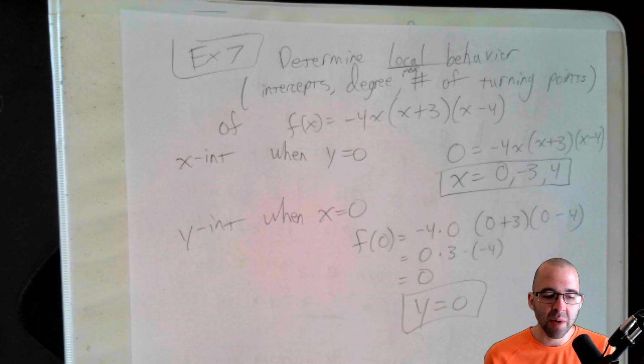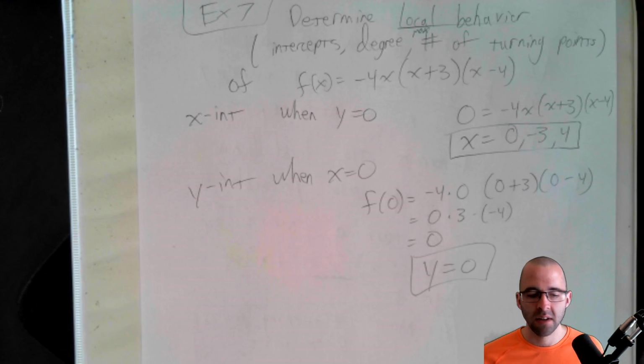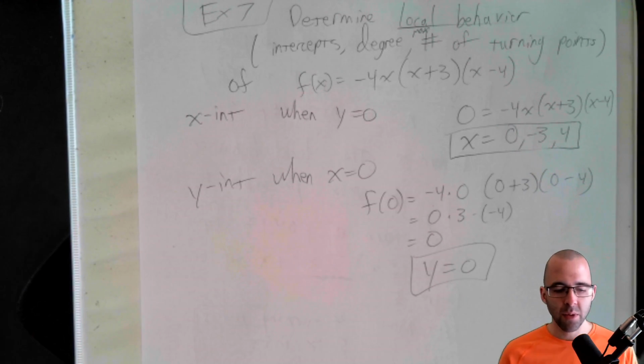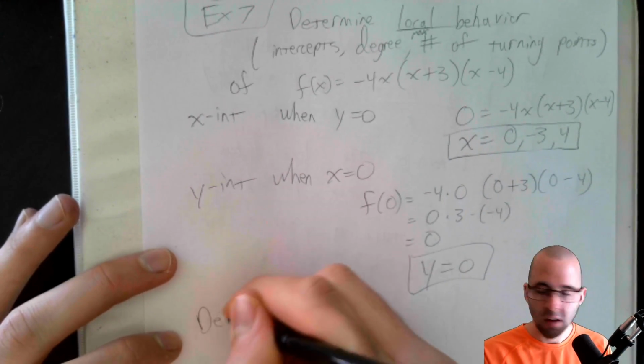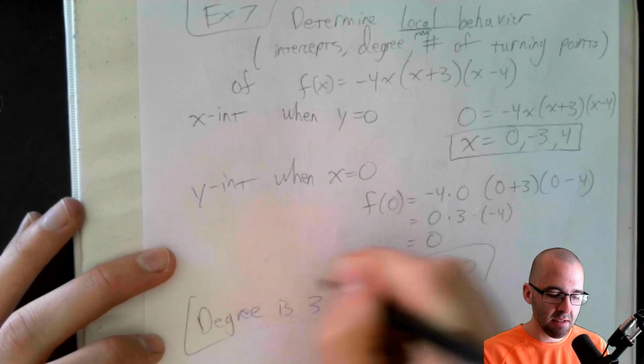We still have to find the degree and the maximum number of turning points. Delaney already mentioned the degree. And the degree is 3. And that might not be easy to see.